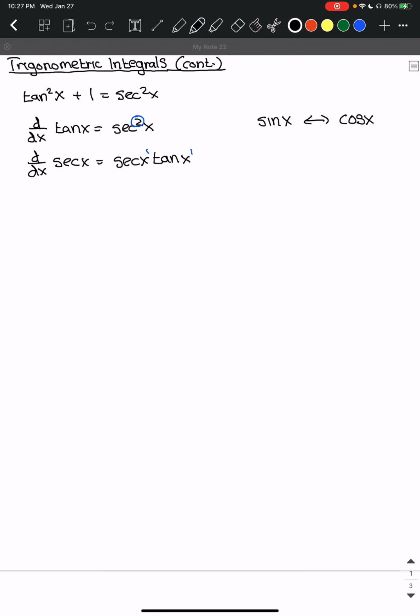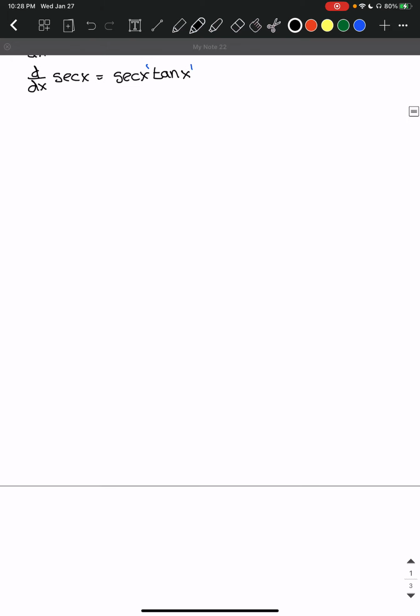So this is going to make the process by which we do these integrals a bit different, because instead of looking out for single powers of sines and cosines, we have to be looking out for second powers of secants and secants times tangents. All right, so let's go ahead and do an example.